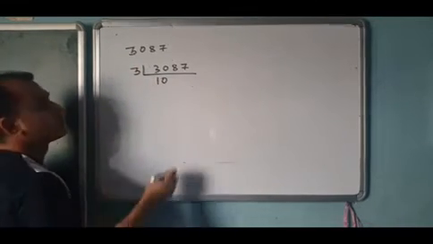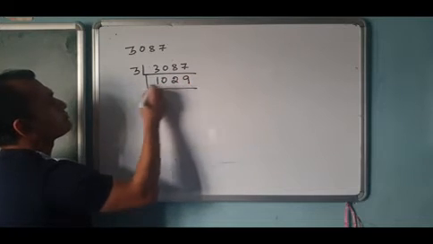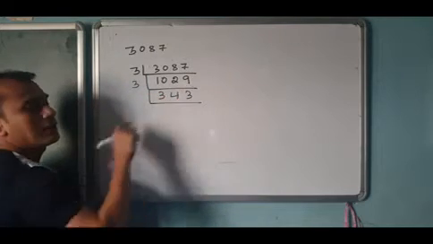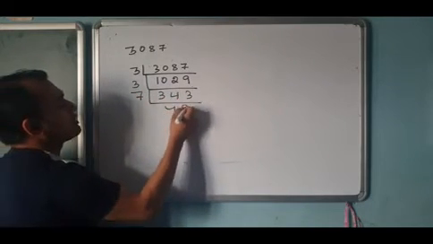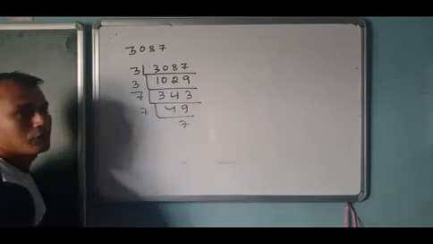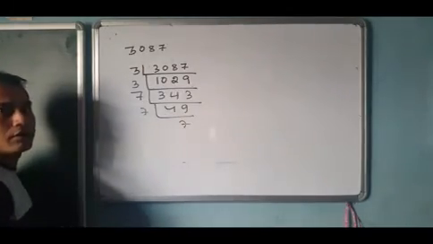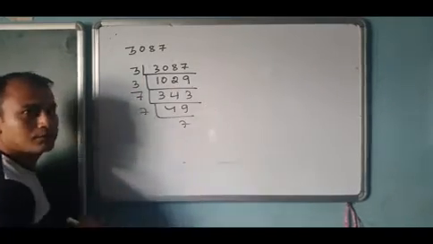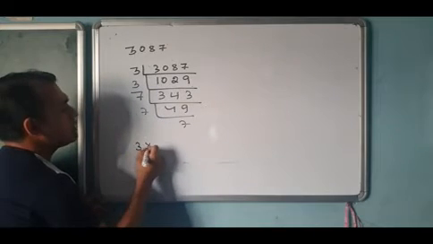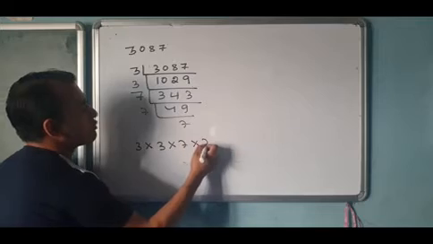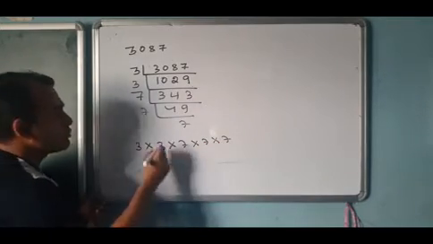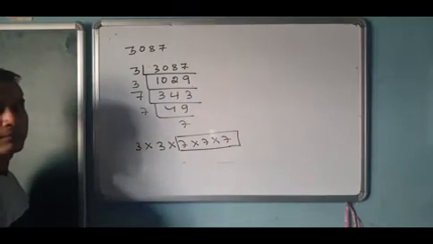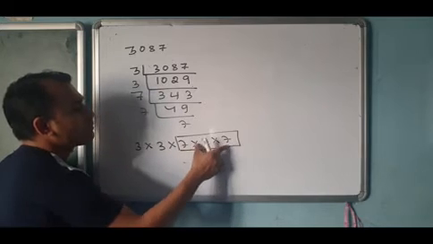3 tens are 30, 3 twos are 6, 3 nines are 27. Again with 3, 3 threes are 9, 3 threes are 9. Now 3 cannot divide this, so 7: 49, 7, 7. If I express these factors in the form of a product, this can be written as 3 into 3 into 7 into 7 into 7. So here, this 7 is already a group of 3. We have already expressed 7 as a group of triplet.